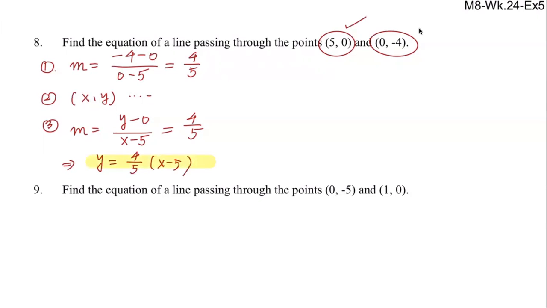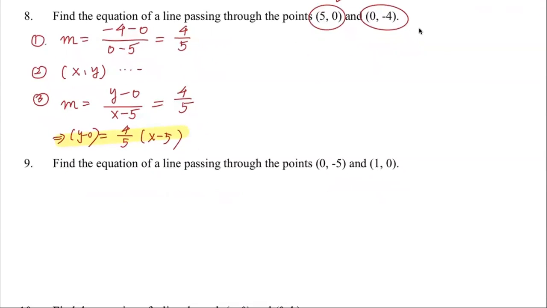So what form is this again? So let me be more precise, okay? Technically it should be y minus 0, right? y minus 0 is equal to 4 over 5 times x minus 5. So what is this form? This form is called the point slope form, right? Point slope form. And now let's change this to the standard form, okay?